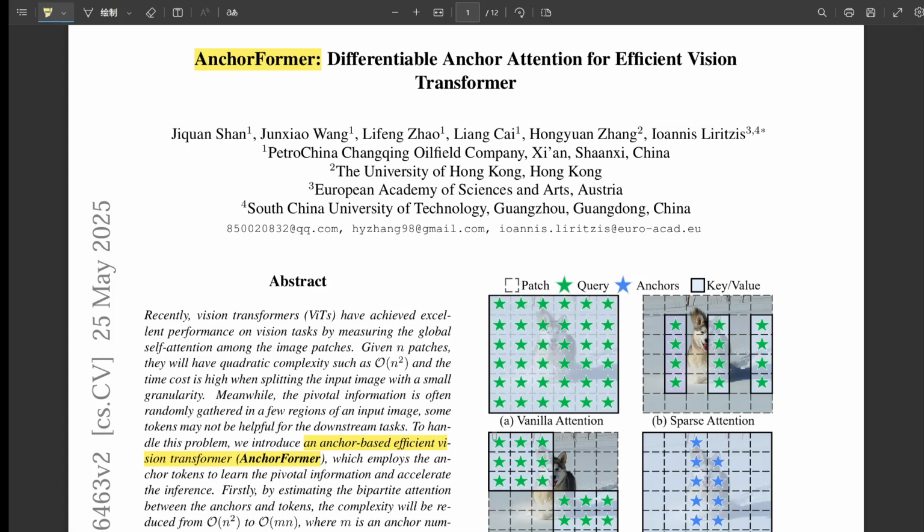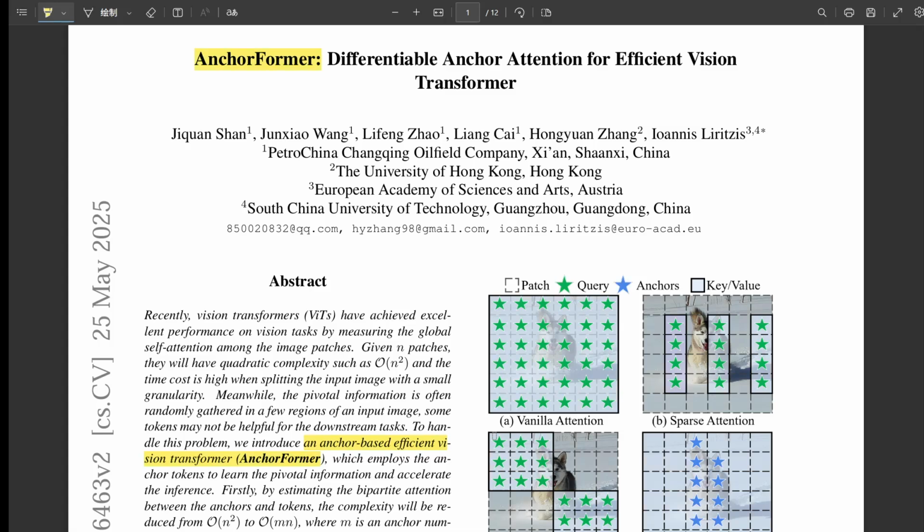How does AnchorFormer approach this? What's their big idea? AnchorFormer introduces this really neat idea, anchor tokens. Imagine a small, manageable set of special tokens, let's say M of them, where M is way smaller than N, the total number of image tokens. Think of them as representatives. Like those key things our brain zooms in on, the important bits.